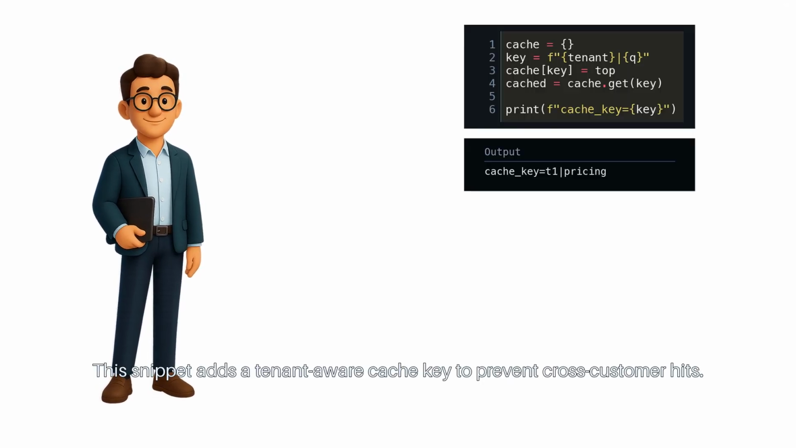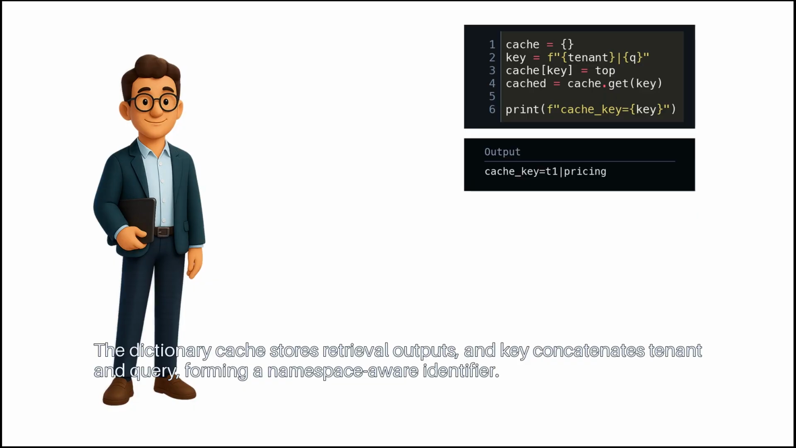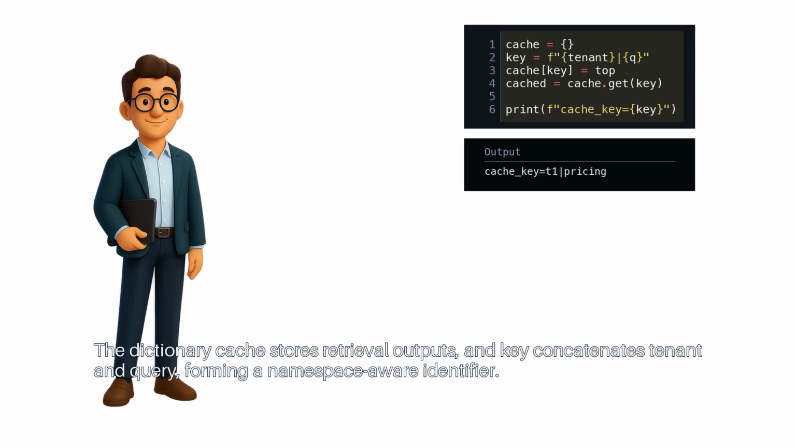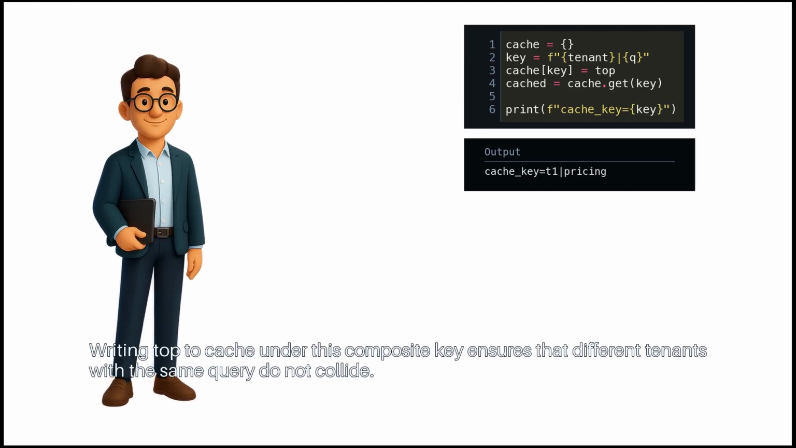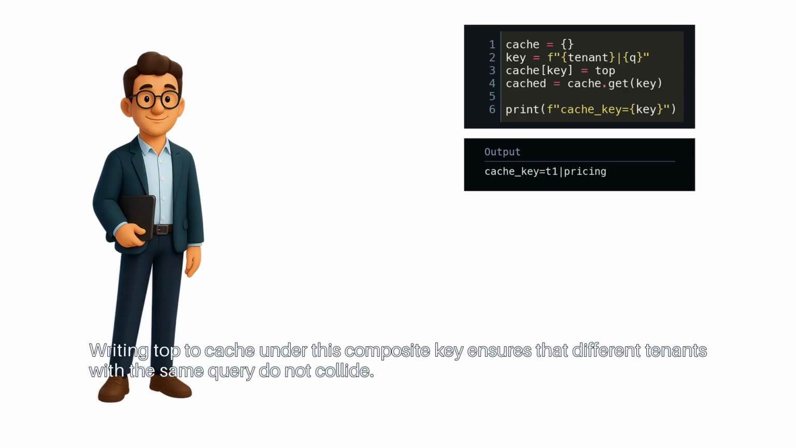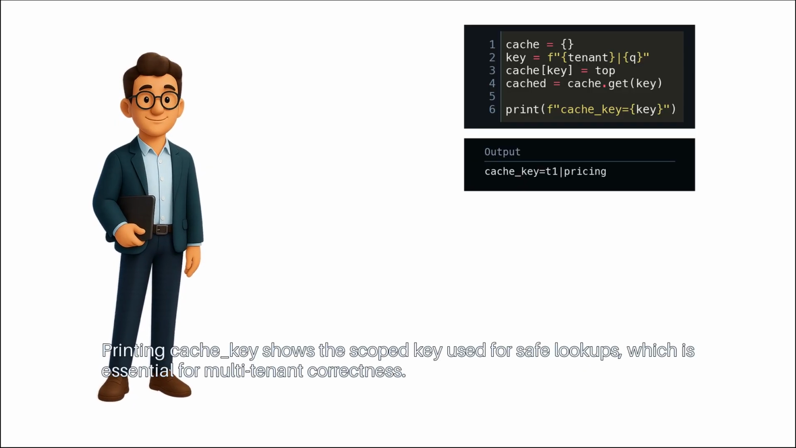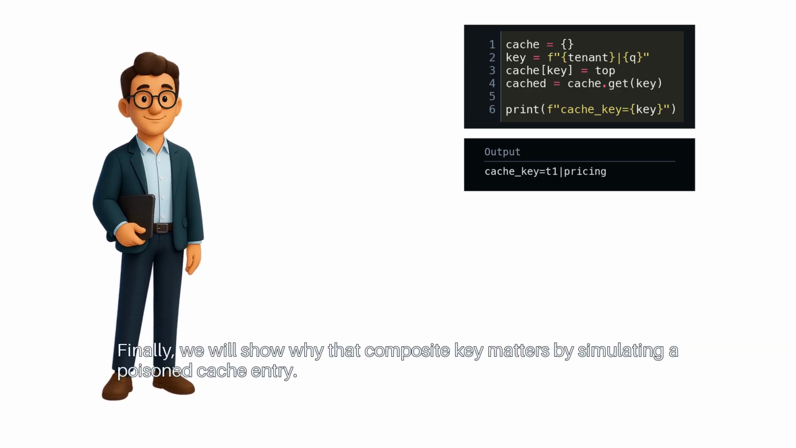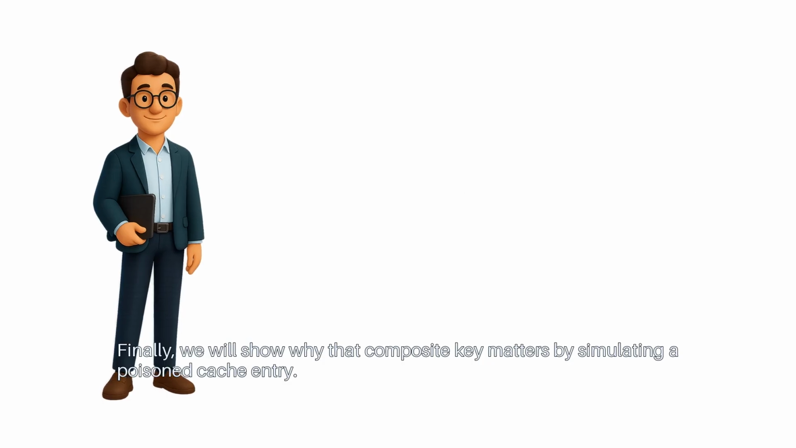This snippet adds a tenant-aware cache key to prevent cross-customer hits. The dictionary cache stores retrieval outputs, and key concatenates tenant and query, forming a namespace-aware identifier. Writing top to cache under this composite key ensures that different tenants with the same query do not collide. Reading cached retrieves the value for the current tenant only. Printing cache key shows the scoped key used for safe lookups, which is essential for multi-tenant correctness. Finally, we will show why that composite key matters by simulating a poisoned cache entry.